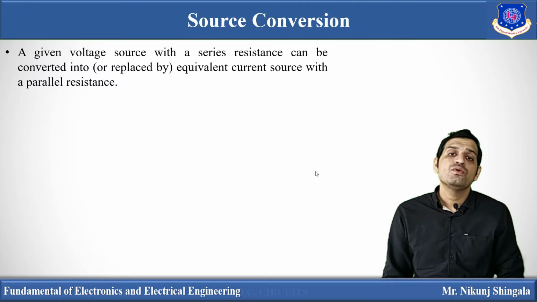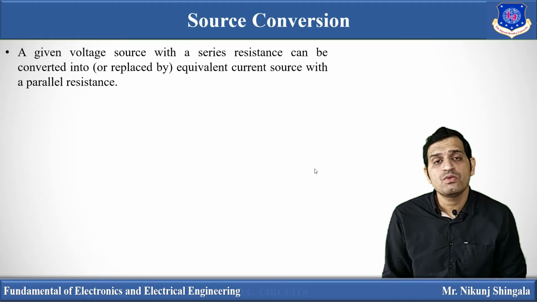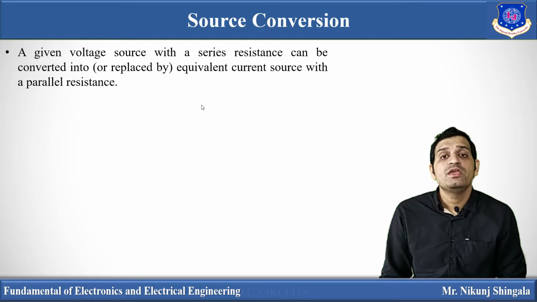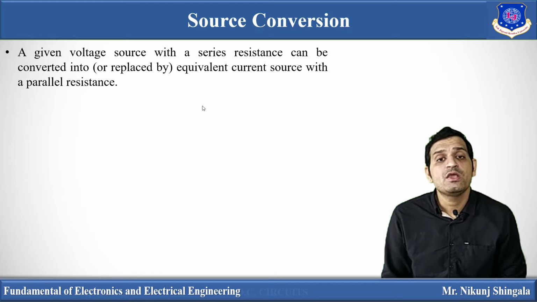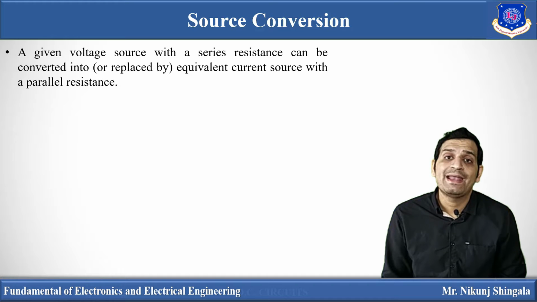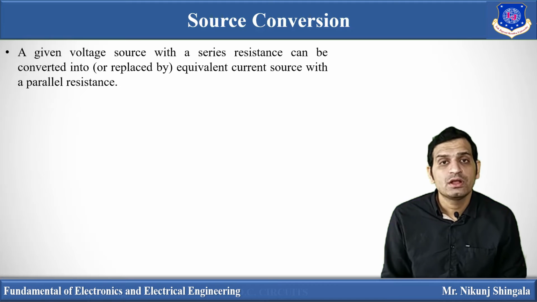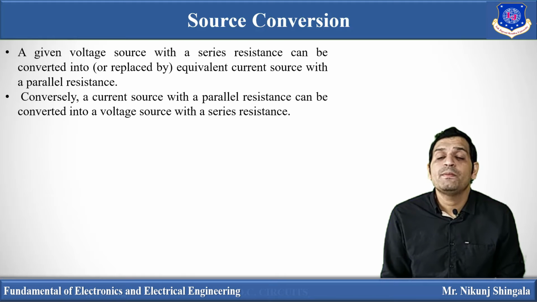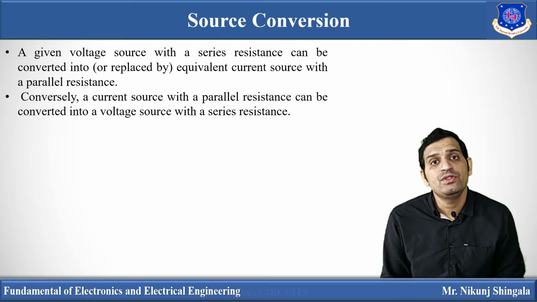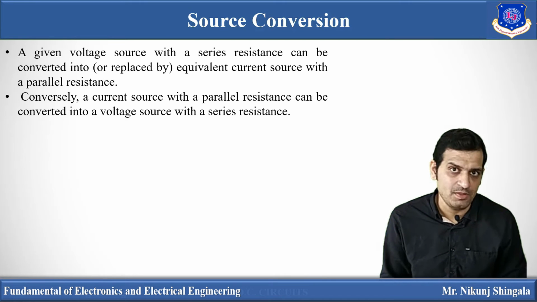So let us start. Source conversion technique is basically used to reduce circuit complexity. Using source conversion, we can convert a voltage source into a current source and a current source into a voltage source. A given voltage source with a resistance in series can be replaced by an equivalent current source with a parallel resistance. Resistance is always in series with a voltage source and in parallel with a current source. Inversely, a current source with a parallel resistance can be converted into a voltage source with a series resistance. So both-way conversion is possible.